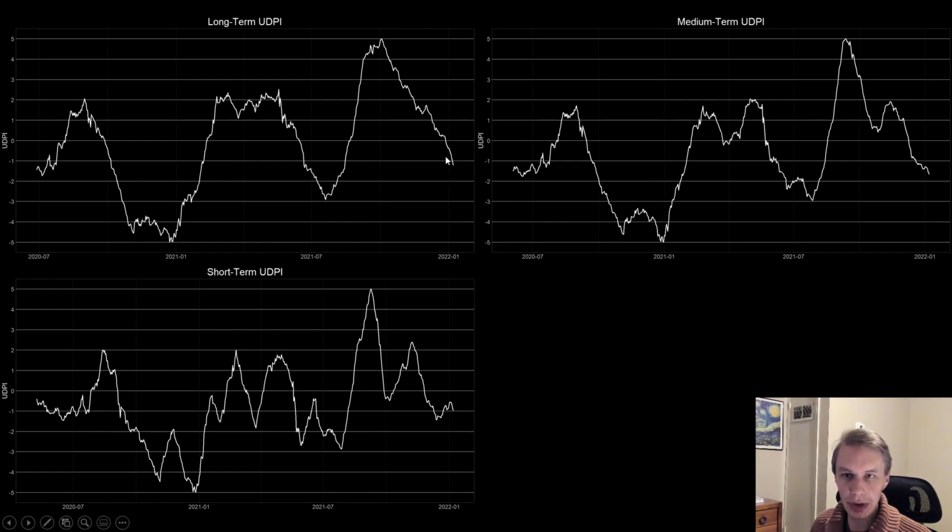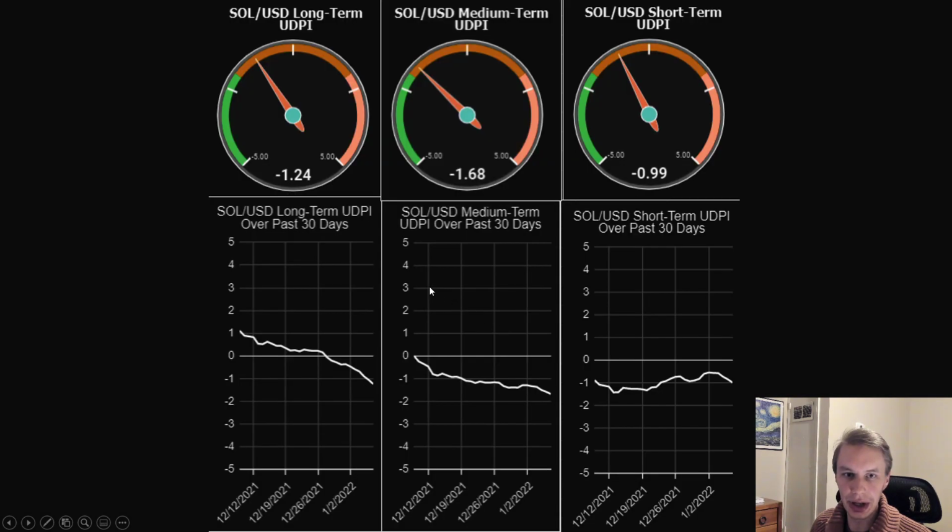So to talk a little bit more about what these different UDPIs are saying right now in terms of Solana's potential upside-downside ratio or risk, we can just look at the current levels and also see the recent trends over time. So here what I'm showing you is the long-term, medium-term, and short-term current levels. Negative 1.24 for long-term, negative 1.68 for medium-term, and negative 0.99 for short-term.